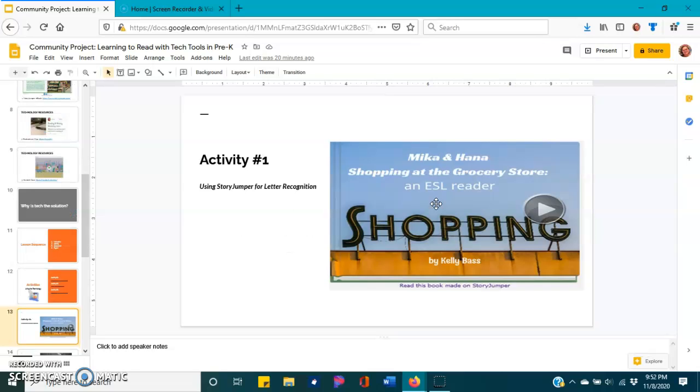So for activity number 1, using StoryJumper for letter recognition, the teacher and students will interact with the StoryJumper platform. Prior to the class meeting, the teacher will use StoryJumper to find or create a digital storybook for teaching a simple literacy lesson to help with letter recognition that goes along with her curriculum. Then, when it is nearly time for class, she will pull up the digital story she chose or created on each of the tablets the students will use.